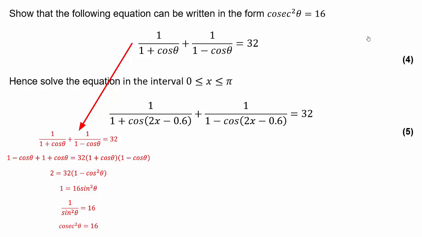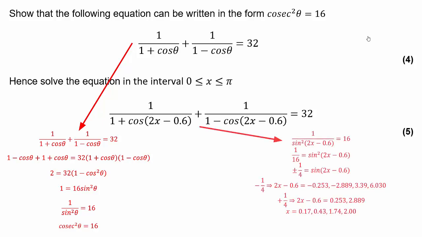Well, we're not going to solve that one. We're going to solve the other one that we've got. But these are different, aren't they? Because the first time we had a theta, and in the second equation, we've got 2x minus 0.6. So we're going to go from 1 over sine squared of (2x minus 0.6) equals 16. Okay, multiplying up, dividing down gets us that sine squared of (2x minus 0.6) is 1/16.